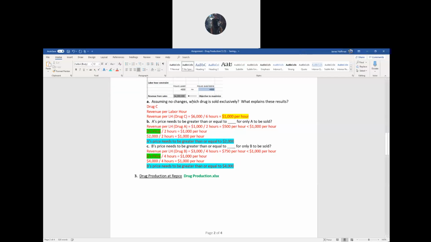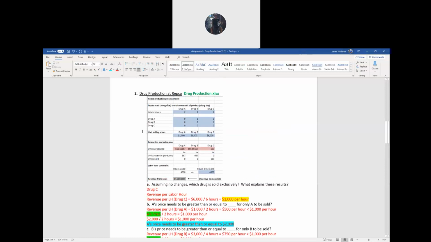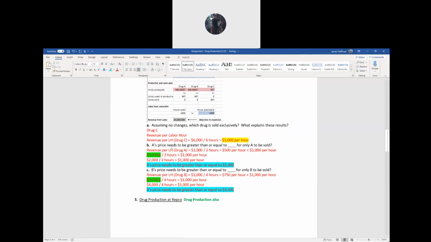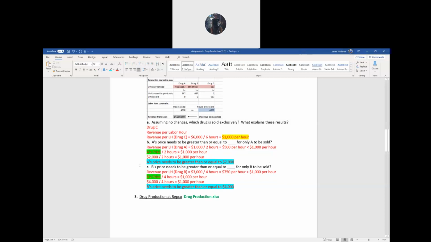Okay, so that's number 2. What we determined is that if the price of drug C is 6,000, the price of drug A is 2,000, and the price of drug B is 4,000, they all give us exactly $1,000 per labor hour. If anything changes, then you have to figure out the result. So 2,000 for drug A, 4,000 for drug B.